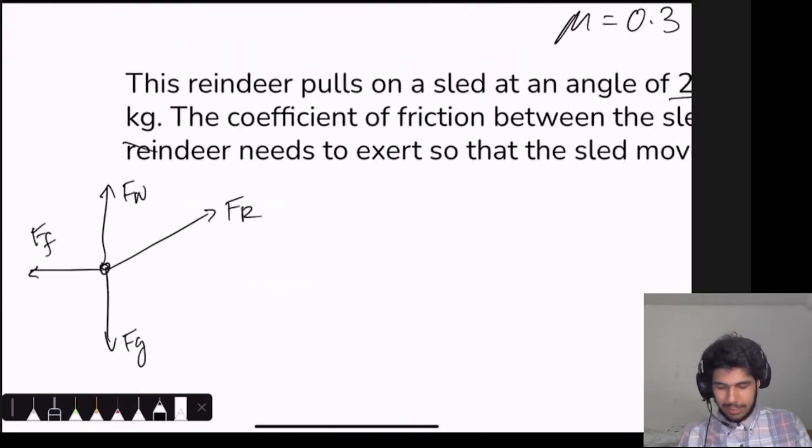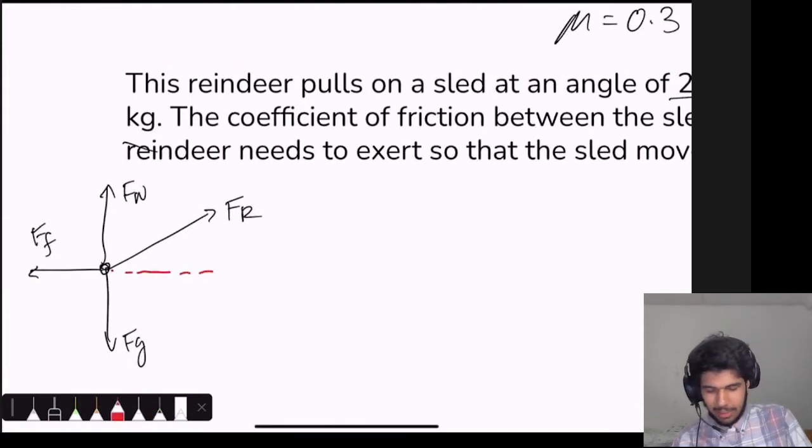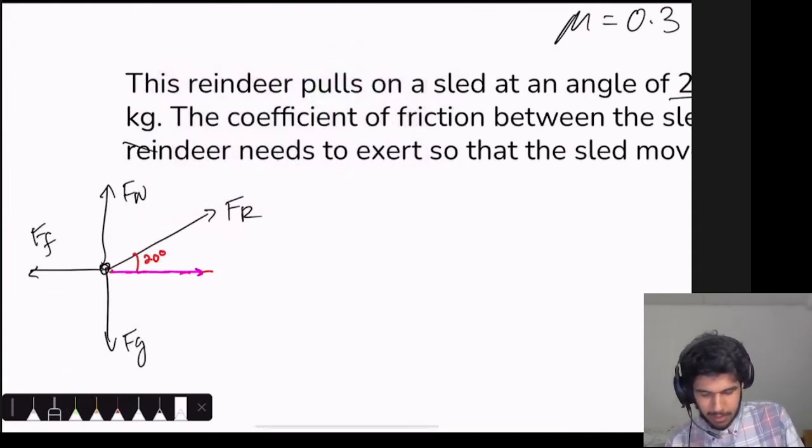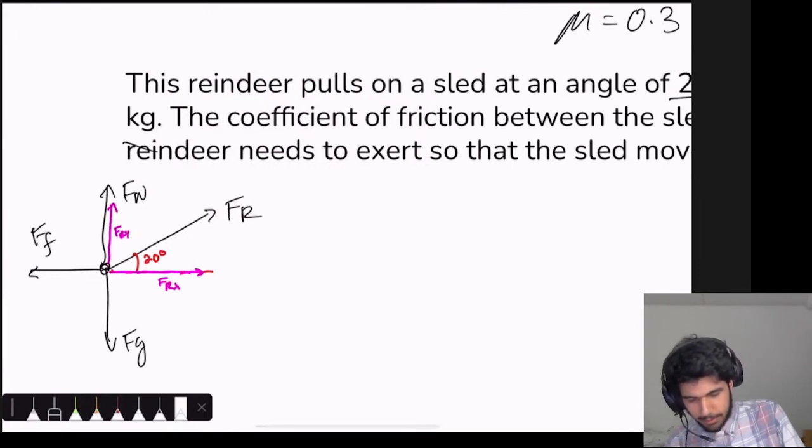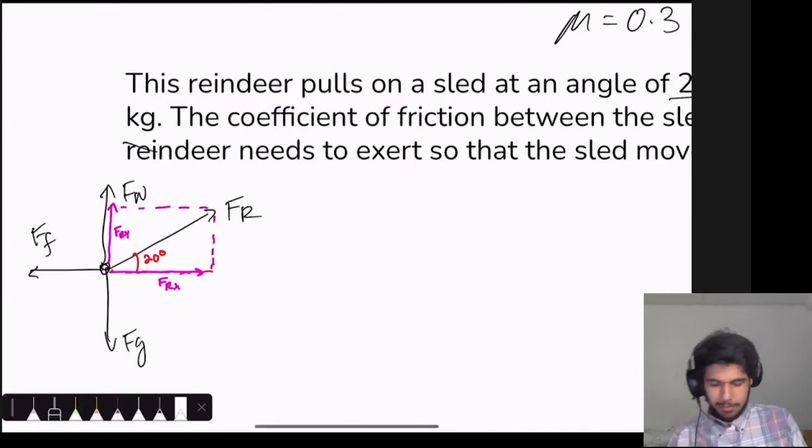So this seems very similar to what we just did because this is at an angle of 20 degrees. So let's break it up into its components. This is FRX. This is FRY, and then we have our little triangle here.